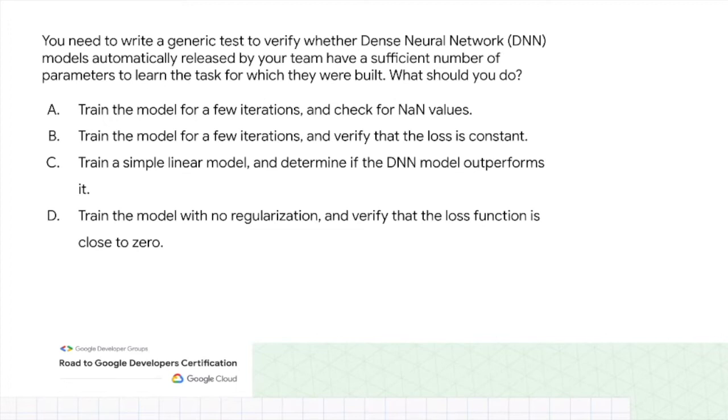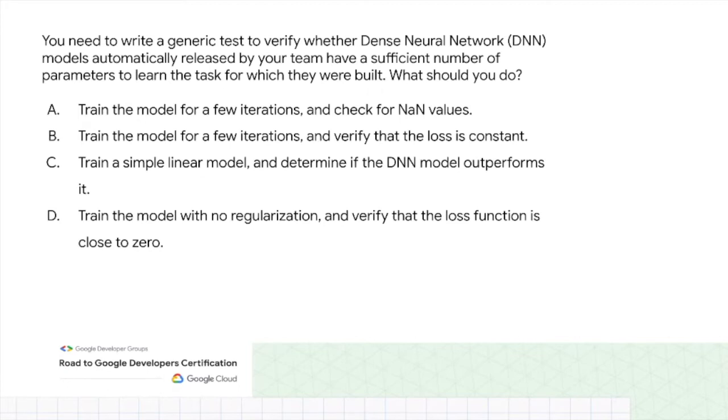the first one is obviously going to be scratched, right? We're not trying to check for NaN values, we are trying to figure out if our model is performant enough to learn as much representation from the data as it can. For training the model for a few iterations and verifying that the loss is constant: obviously, if our model is learning well, or if it has enough parameters to learn the task at hand, then the loss should actually be converging to zero.